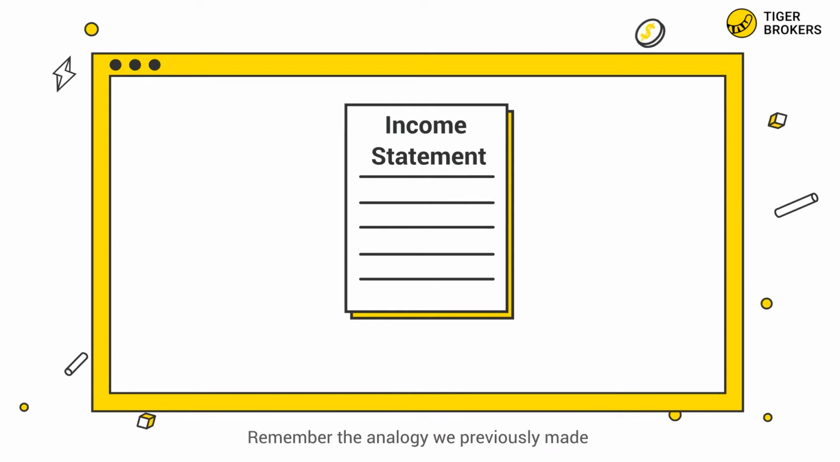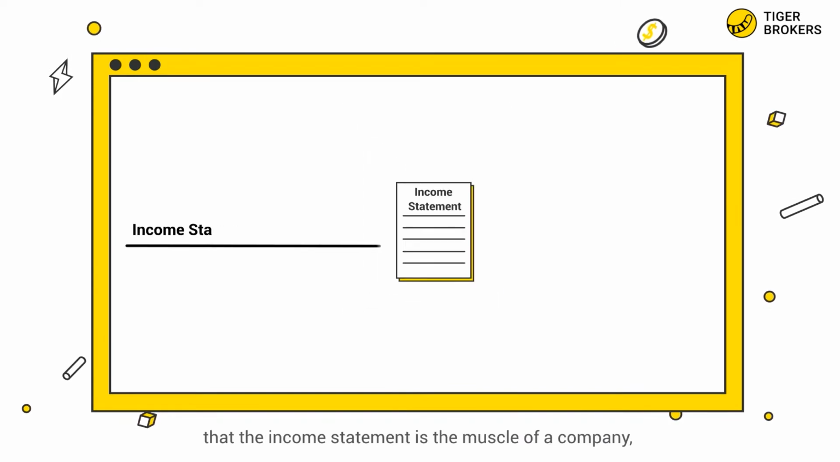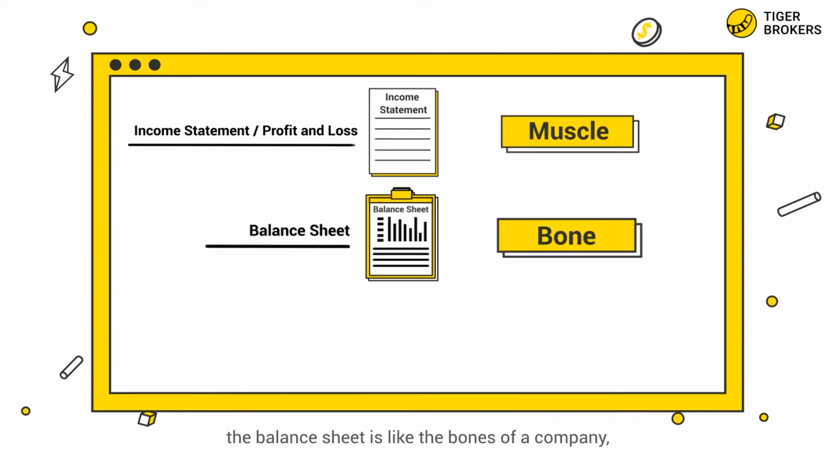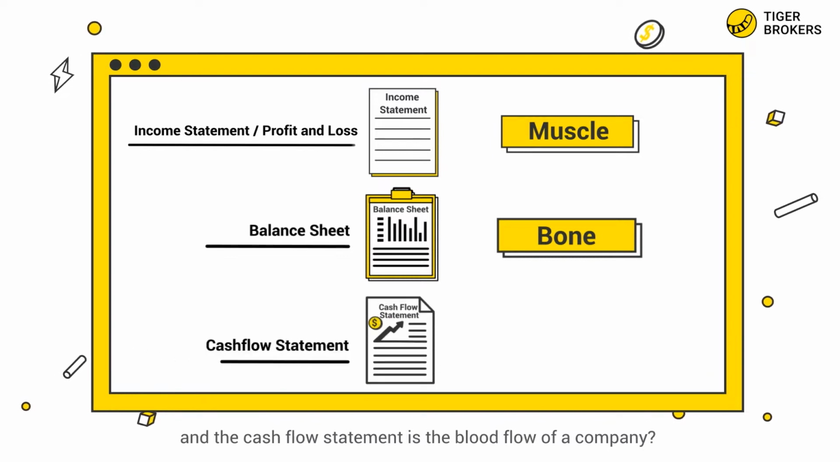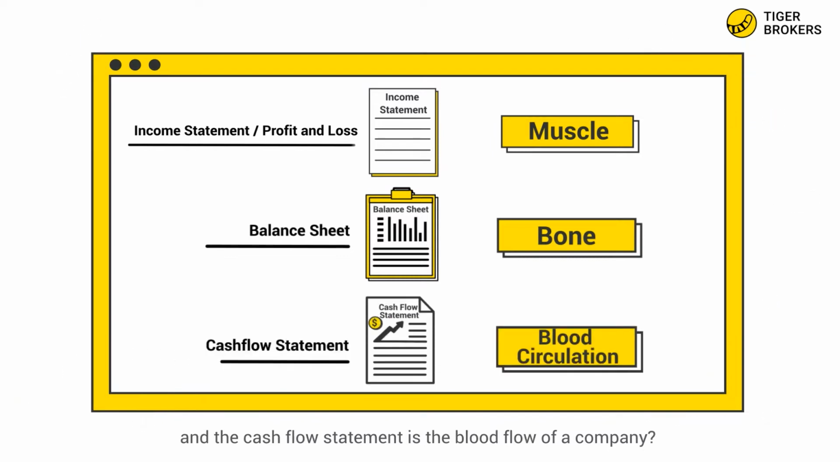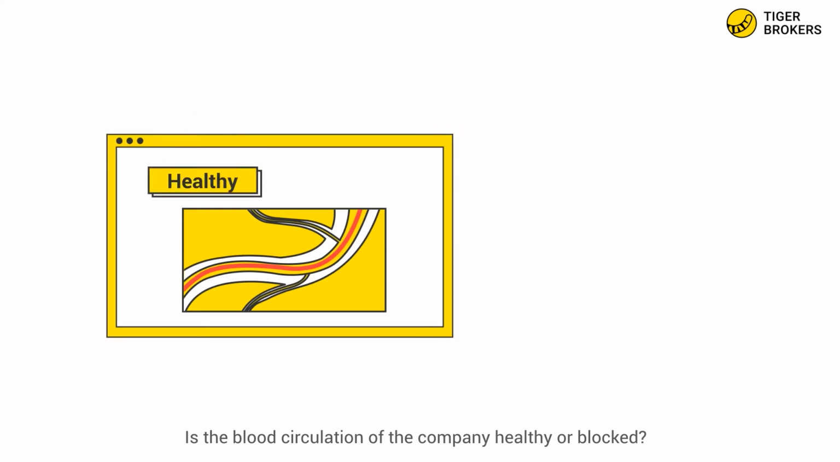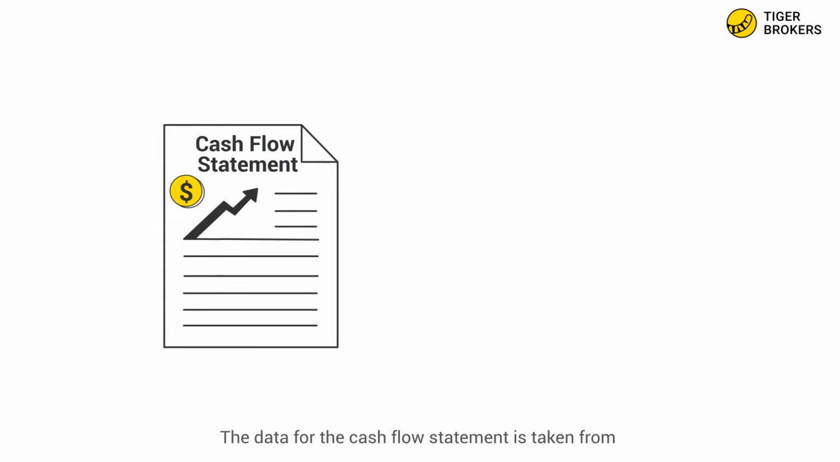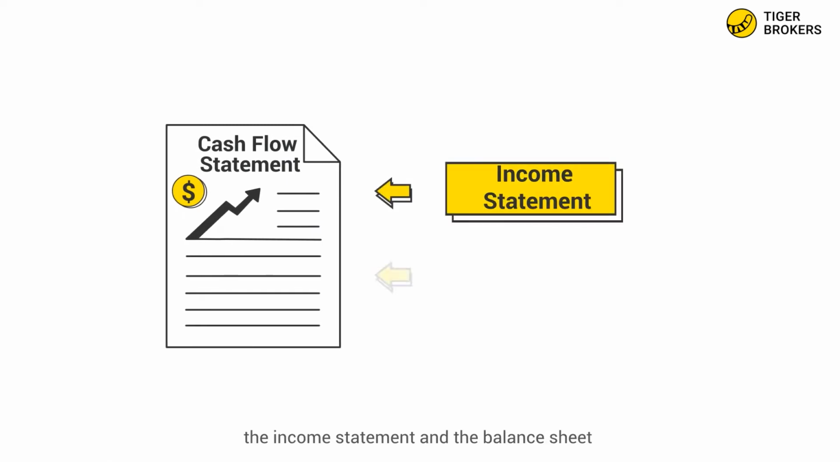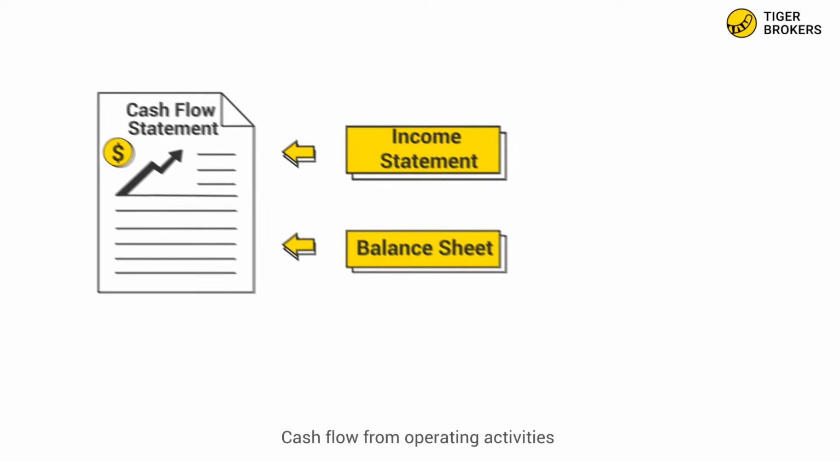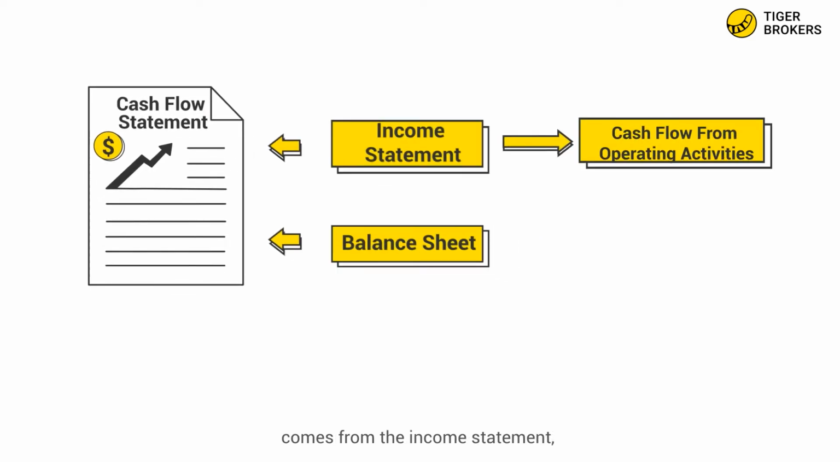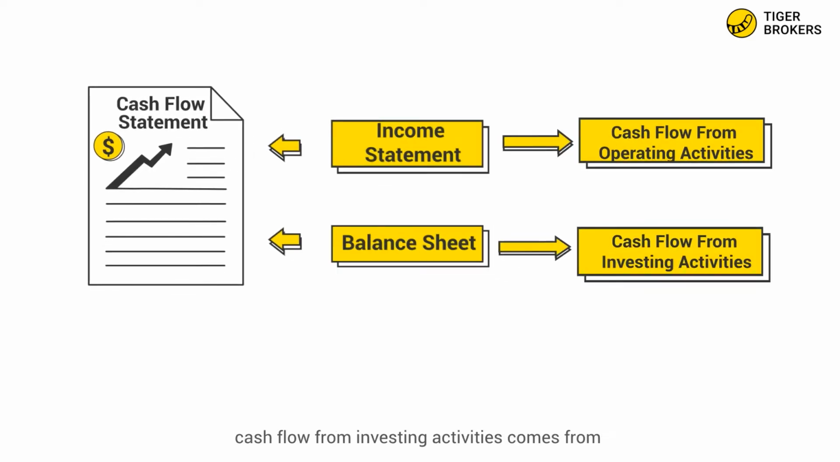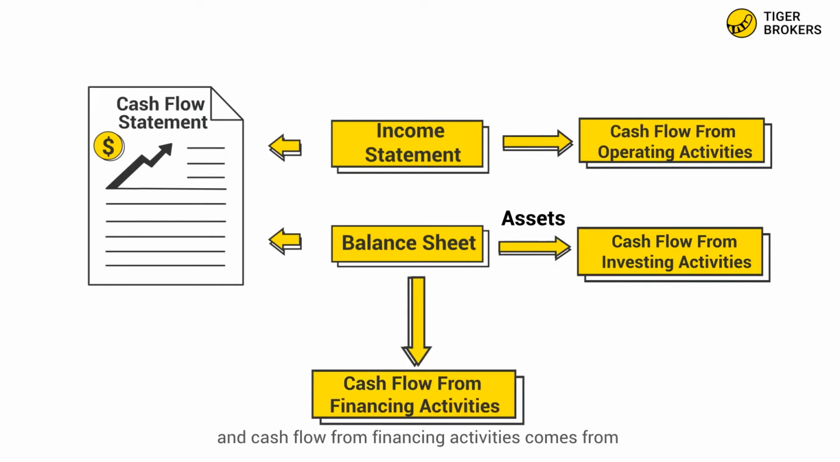Remember the analogy we previously made that the income statement is the muscle of a company, the balance sheet is like the bones of a company, and the cash flow statement is the blood flow of a company. Is the blood circulation of the company healthy or blocked? Let's take a look at the following table. The data for the cash flow statement is taken from the income statement and the balance sheet. Cash flow from operating activities comes from the income statement. Cash flow from investing activities comes from the assets column in the balance sheet. And cash flow from financing activities comes from the liabilities column in the balance sheet.